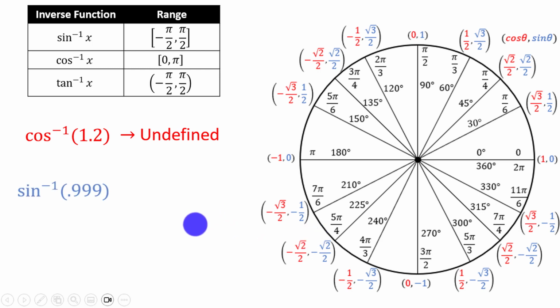What about inverse sine of 0.999? Well, this is not a commonly known angle on the unit circle, so we are going to have to use a calculator. But we can estimate where this would be. It's asking sine of what gives me 0.999, between negative pi over 2 and pi over 2. Well, it's very close to 1, so it's going to be very close to pi over 2.